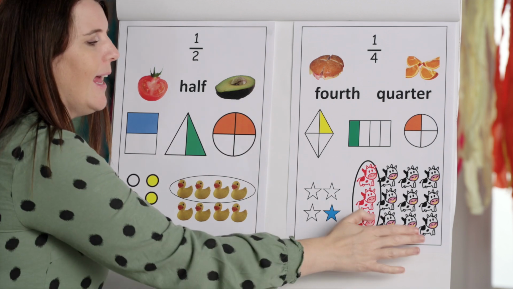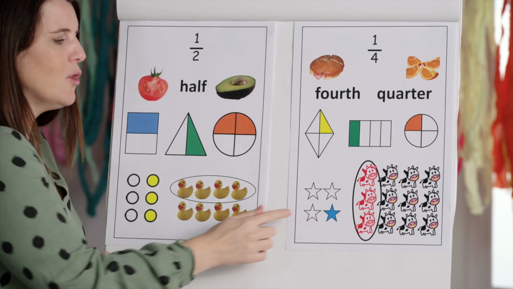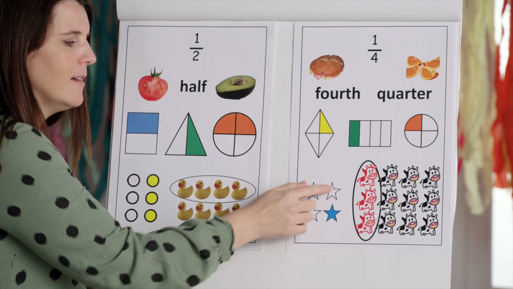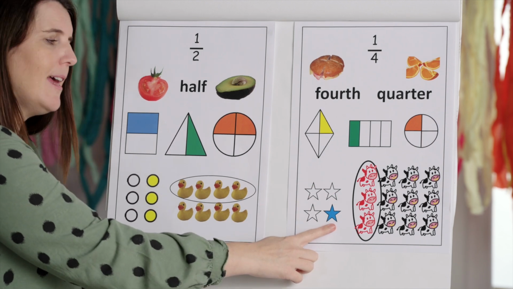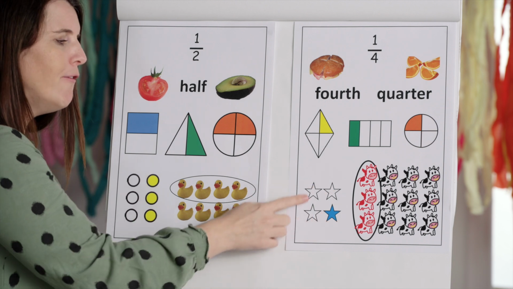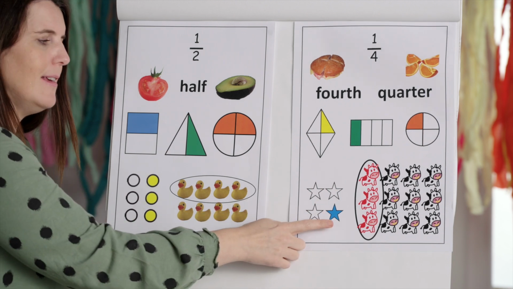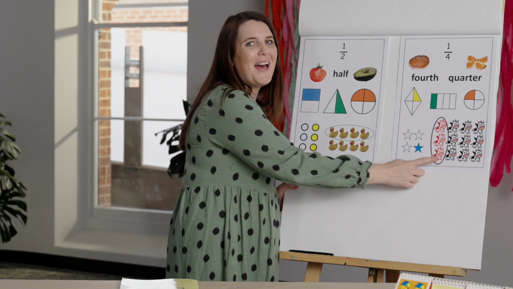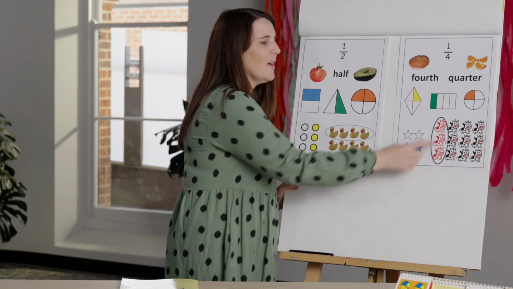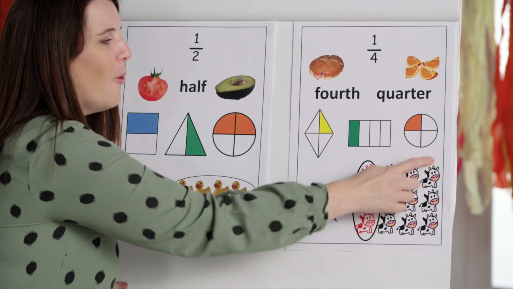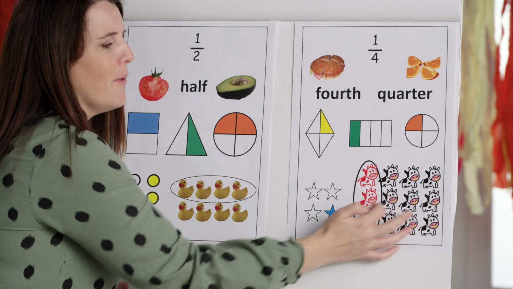And then I can see again here my collection. So I've got 4 stars and one of those stars has been coloured. So 1/4 of my stars is coloured. Okay, I also have a collection of cows here. So I have 4 columns of cows, or 3 rows.